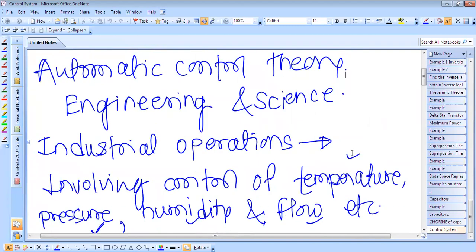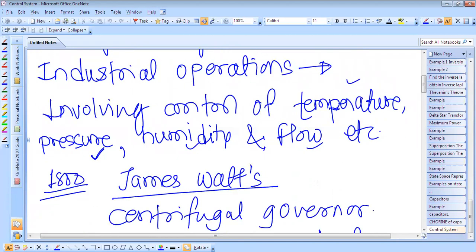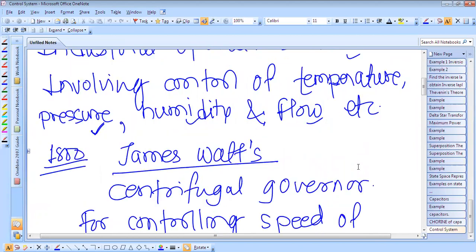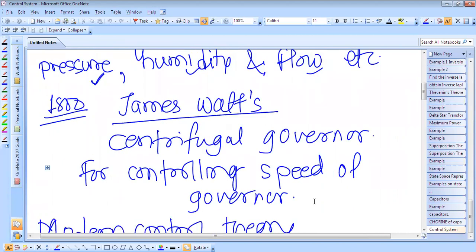And for industrial applications, control theory is used for the control of temperature, pressure, humidity, and flow, etc. And we have seen that in the 18th century, James Watt developed the centrifugal governor for controlling the speed of the engine.